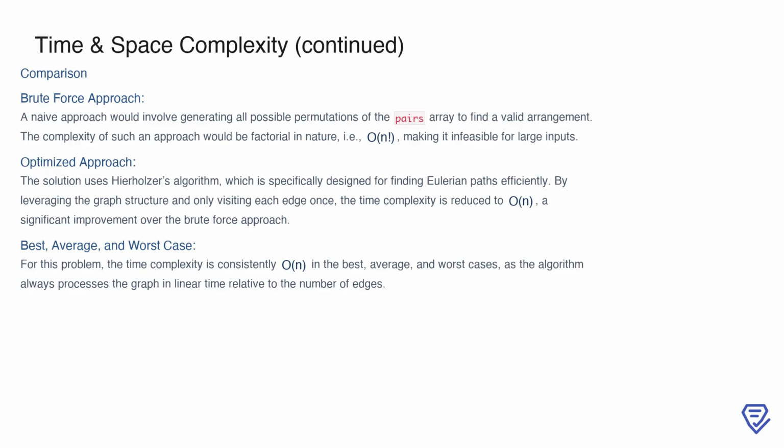To highlight the difference between a brute force approach and the optimized solution, let's compare their complexities. A naive approach would involve generating all possible permutations of the pairs array to find a valid arrangement. This results in a factorial time complexity, O(n!), which becomes impractical even for moderately sized inputs.